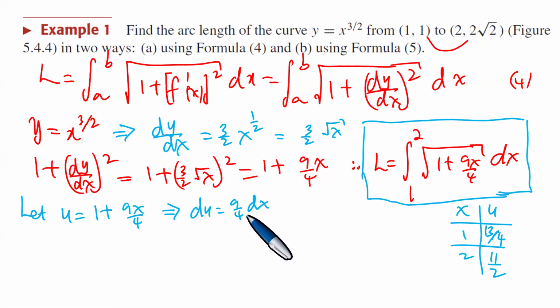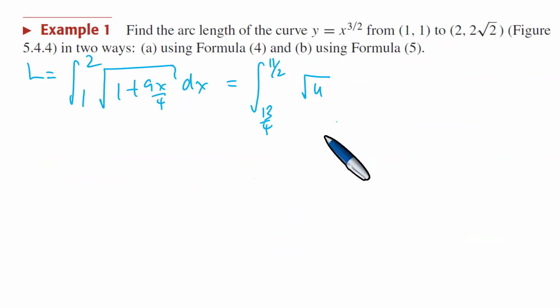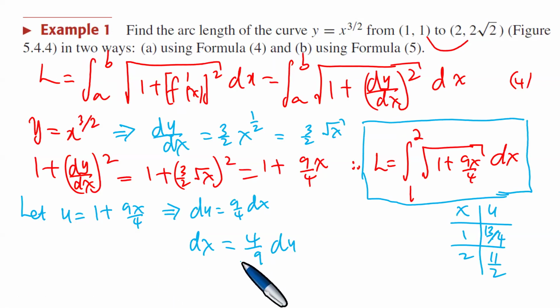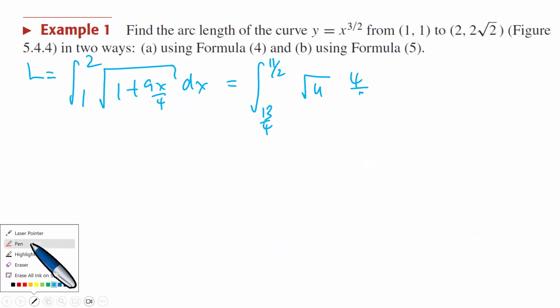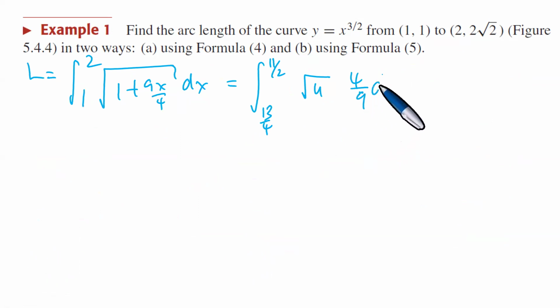Okay, right. So dx, what is dx out of this? Dx is actually the same as 9 out of 4 du. So you flip it around, and then in the place of dx, you get 4 out of 9. Yeah, so dx becomes 4 out of 9 du.